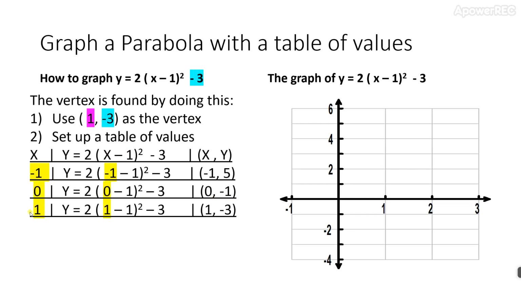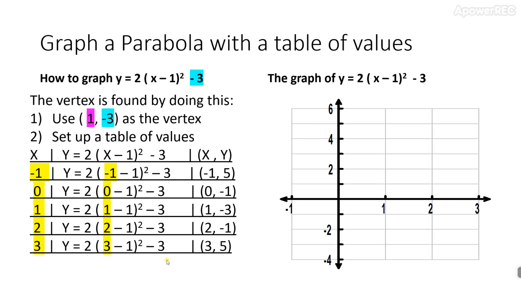Your y output in this case will be negative 3, and we know that the vertex is 1 comma negative 3. Your fourth point, you should see a symmetrical pattern, negative 1 and negative 1. Or if you didn't know that, you could use the calculator to verify.